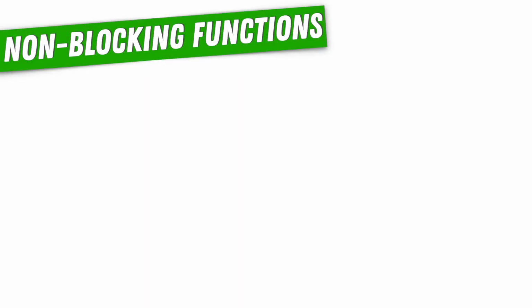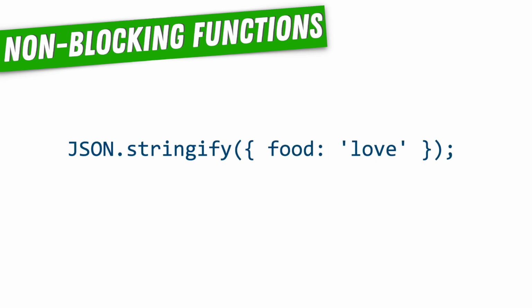Welcome back. What is a non-blocking function? Well, blocking code executes synchronously. Both Node and your browser have a built-in JSON.stringify function that blocks until completion. And any commands after it only execute once it's done doing what it does, which is that it takes a JavaScript object and returns the string representation of that object, telling us that food is love.